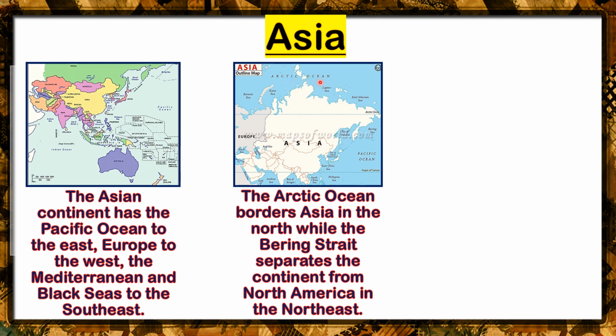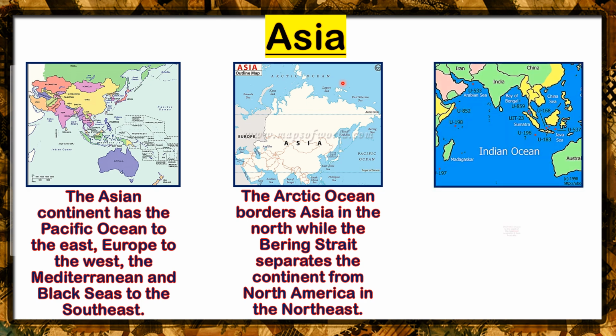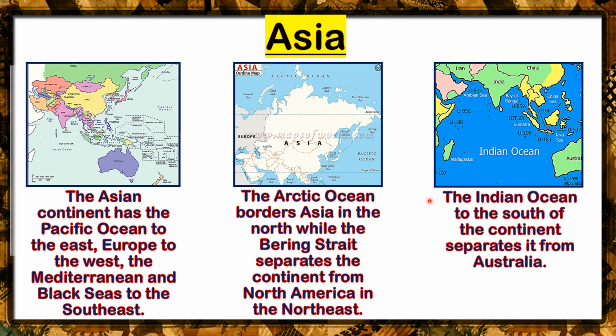The North American continent and the Asian continent are separated by the Bering Strait. Now the last one. The Indian Ocean to the south of the continent separates it from Australia. So at the south of Asia, what separates it from the continent of Australia is the Indian Ocean.